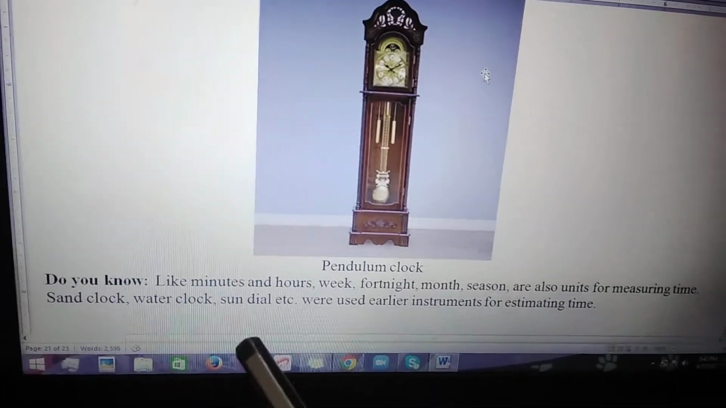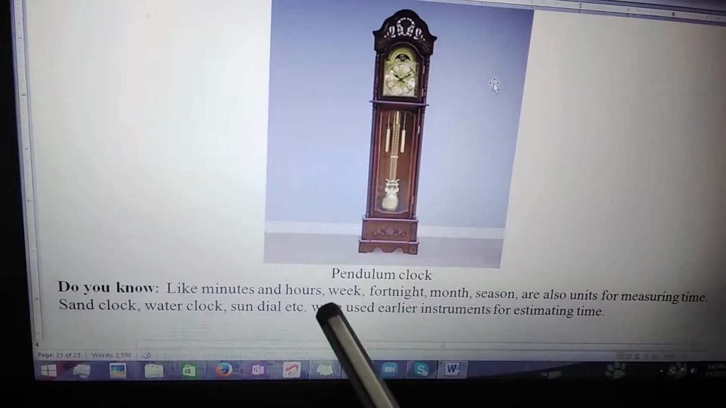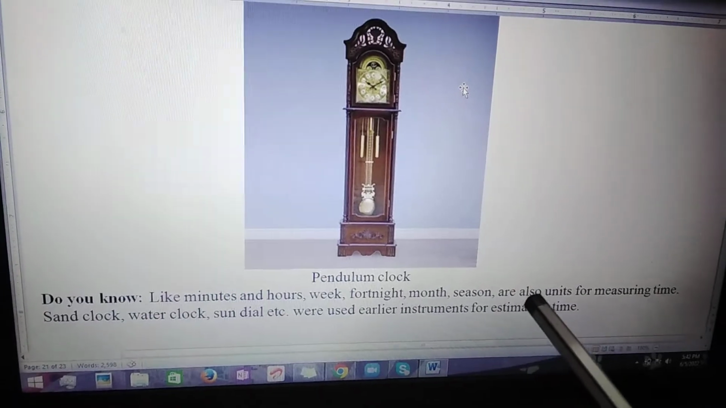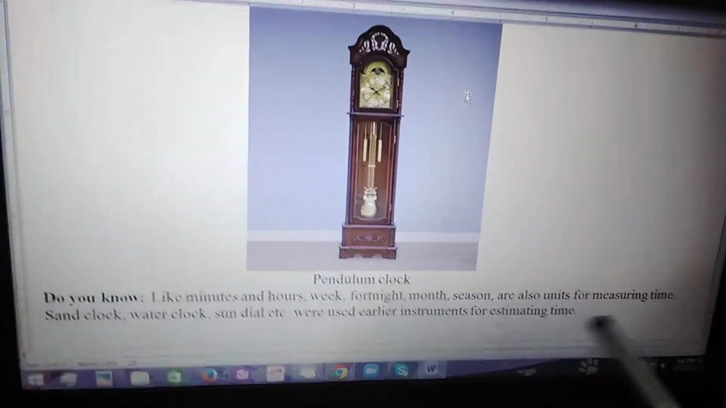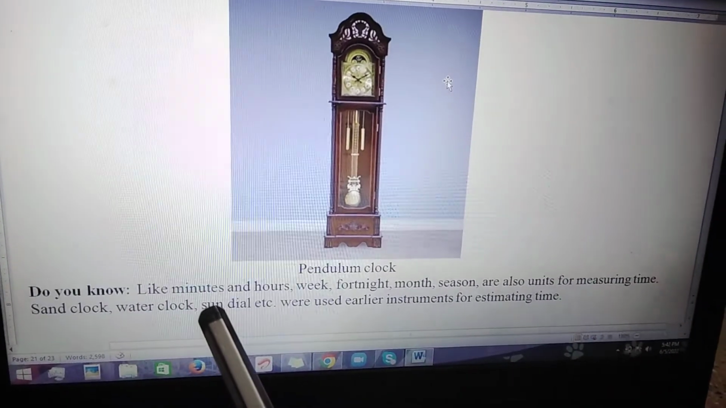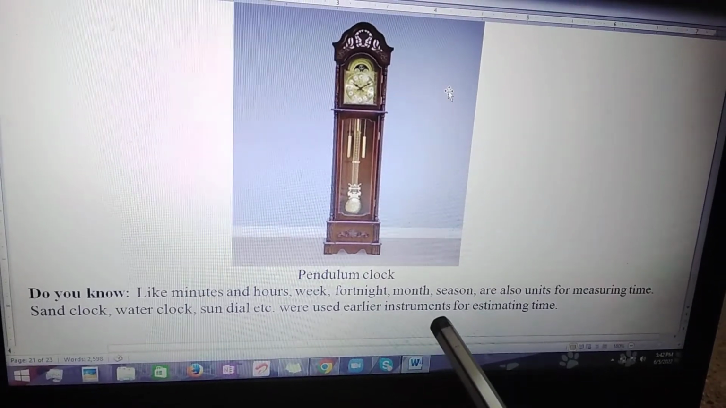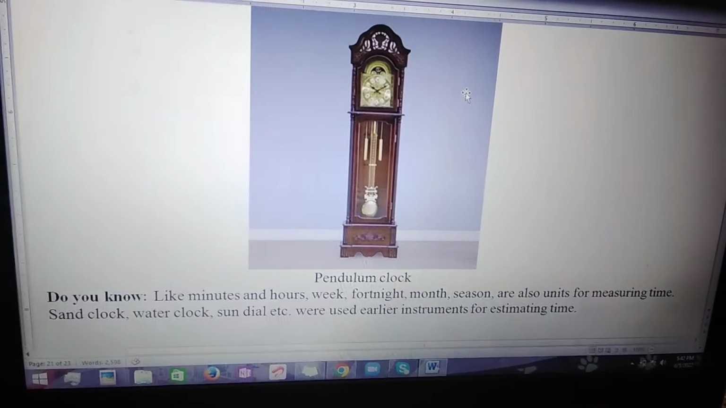Do you know minutes and hours, week, fortnight, month, season are also units for measuring time? Sand clock, water clock, sundial, etc. were used as early instruments for estimating time.